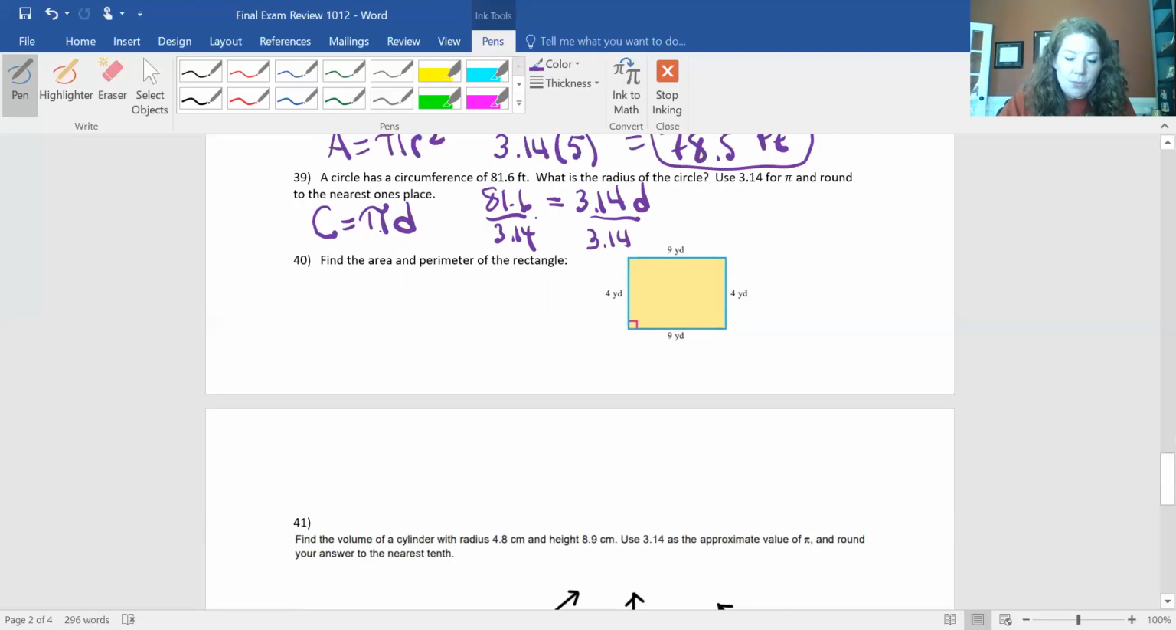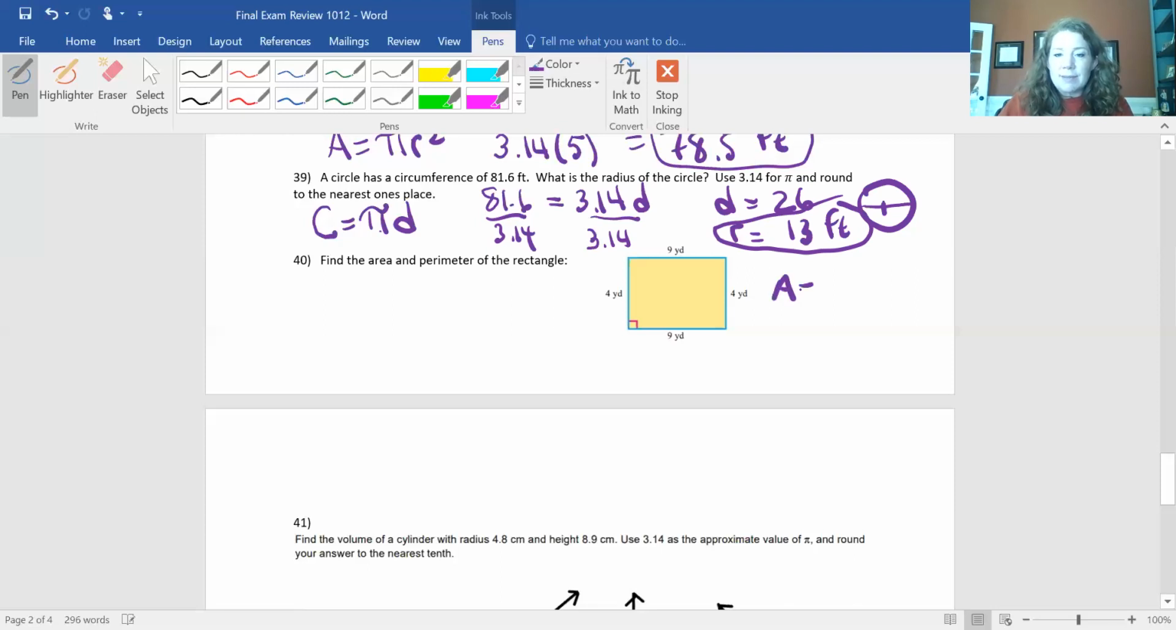So 81.6 divided by 3.14, round to the nearest ones place. The diameter is about 26. Well, the diameter is the length across the whole circle. We want to know half of that. So the radius is 13 feet. Number 40, the area and the perimeter.